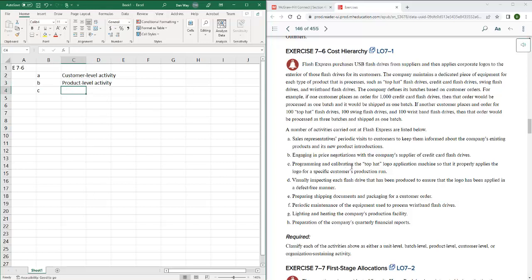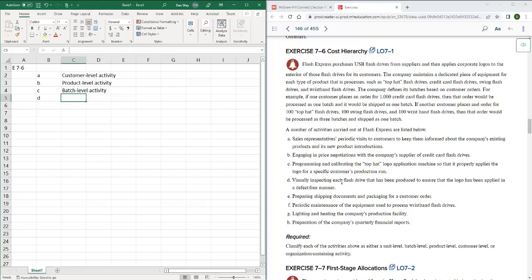Letter C, we had programming and calibrating the top hat logo application machine so that it properly applies the logo for a specific customer's production run. So customers' production runs here were done in batches. So right off the bat we can safely say this is a batch level activity. We're going to set up that machine to run 1,000 flash drives for customer A. Then we're going to set it up again to run 1,000 for customer B, and so on and so on. So a batch level activity is done once per some group of units of product.